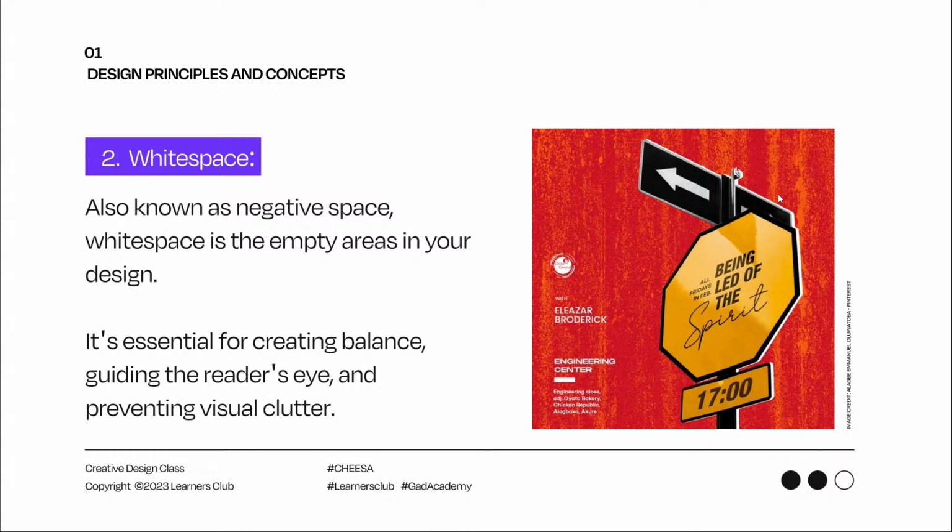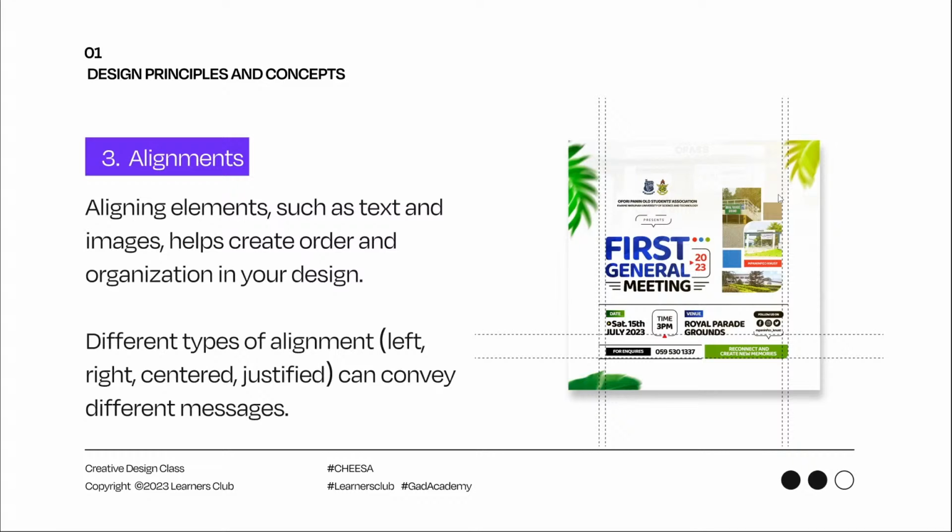So this is essential for creating balance. Plus, this design is very balanced. It guides your eyes and prevents visual clutter. You can tell that everything is not placed anyhow in the design, and everything is well aligned on the left side. So our second one is alignment.